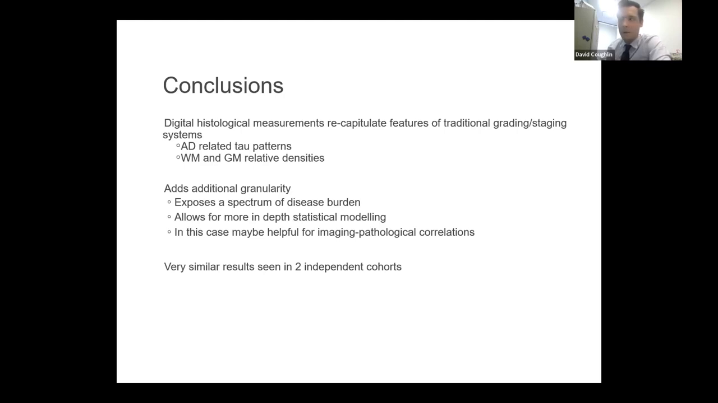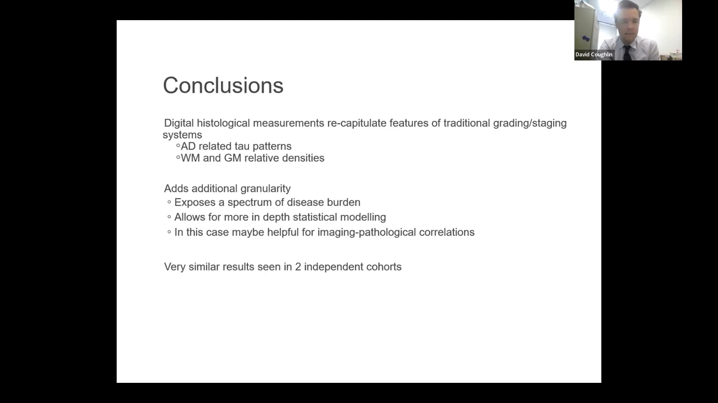And I guess, how could this particular data set be useful in the future for things other than digital pathology? I think it's probably most useful for imaging pathological correlates. When people are trying to design different types of tau PET tracers and trying to understand how different patterns of PET uptake might relate to neuropathology, I think this type of approach gives you that extra granularity to understand where some of this tau burden may be and how much it may be between cases and between diseases.